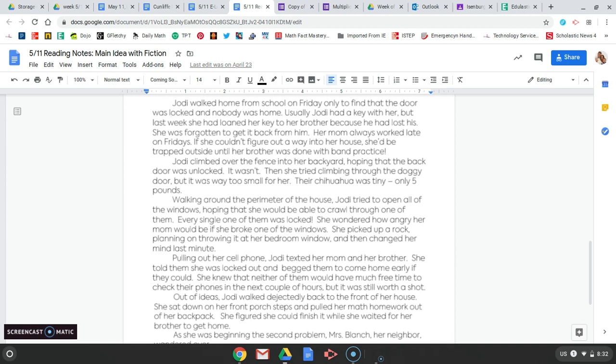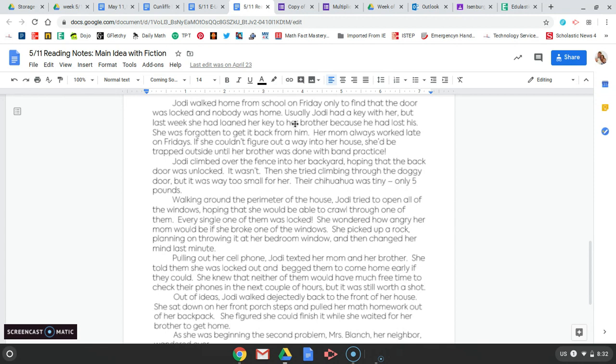I'm already going to stop and think for a second because my brain just alerted me that I've found a character. So far, the story is about Jody, and my brain already has recognized something that might be a problem. Jody's locked out of her house, and I know that if I were a kid and I couldn't get into my house, that could be a difficult situation for me. So I'm wondering, maybe this is going to be the problem of the story. So let's keep reading.